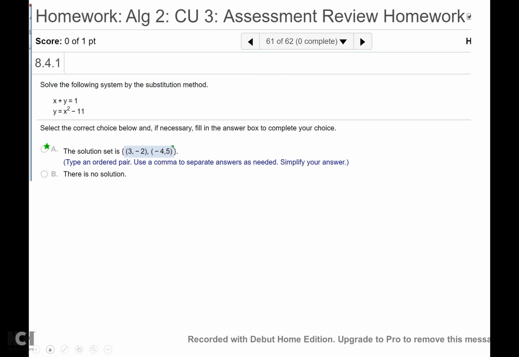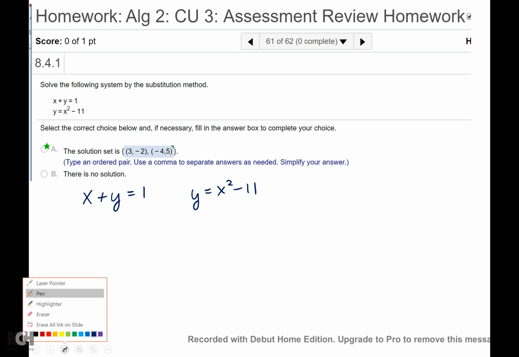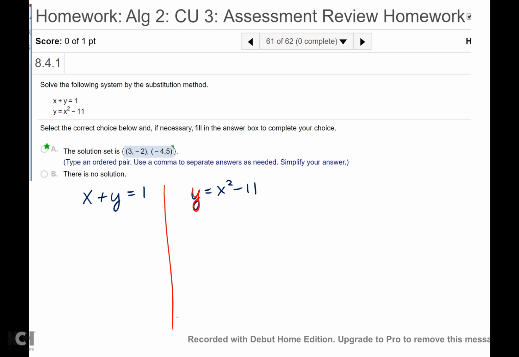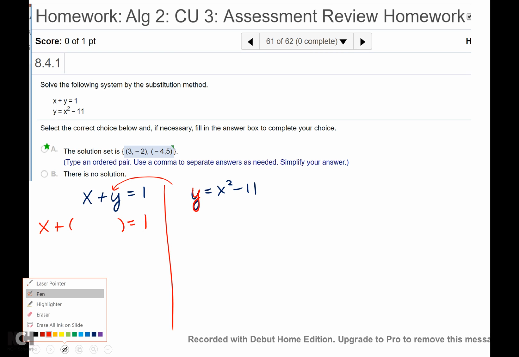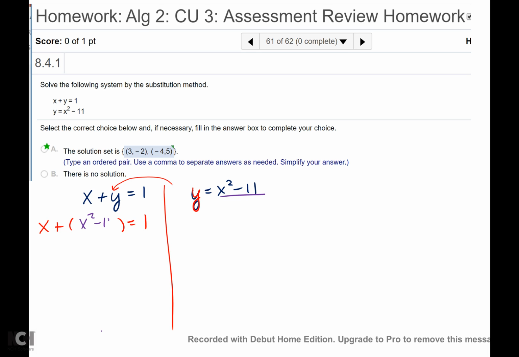Alright, so solve the following system by the substitution method. Substitution, you line them up sideways. You pick a letter and get it alone. Merry Christmas, happy birthday to me. That one's already alone, so I'm going to cross over and substitute. So I have x plus y equals 1, but I'm going to substitute x squared minus 11 in it.